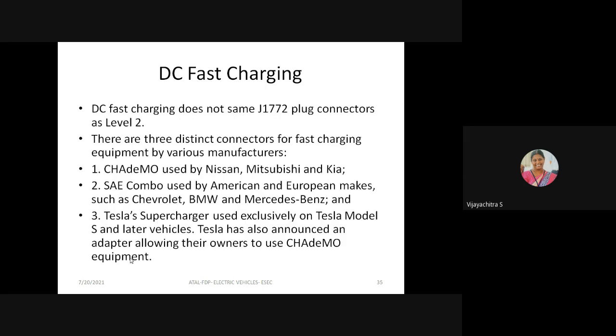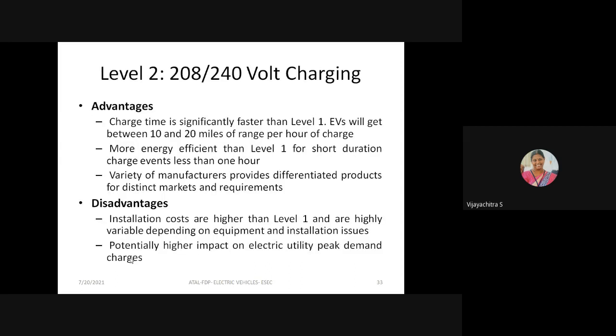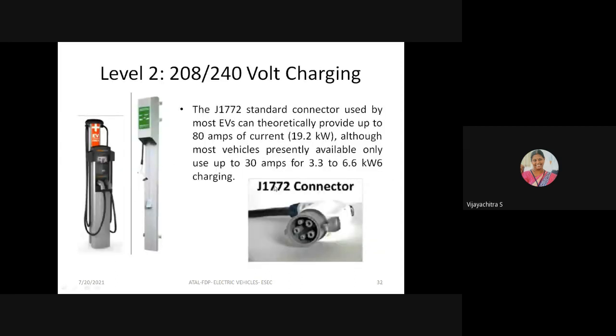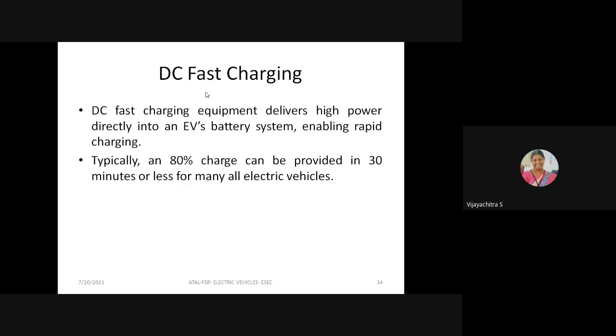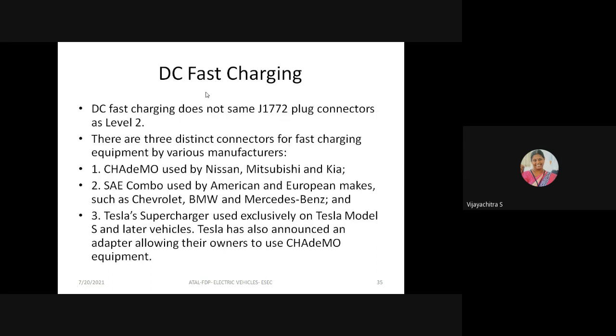DC fast charging is not the same as the J1772 plug connectors used for level 2. Here we cannot use the standard plug connector we have seen for level 1. This is the J1772 connector for level 2, but the same connector may not be used for DC fast charging. For this, separate connectors were manufactured by different manufacturers. There are 3 major connectors for fast charging equipment by various manufacturers.